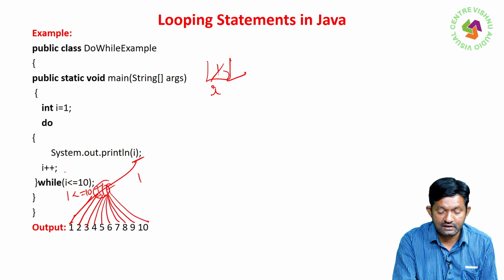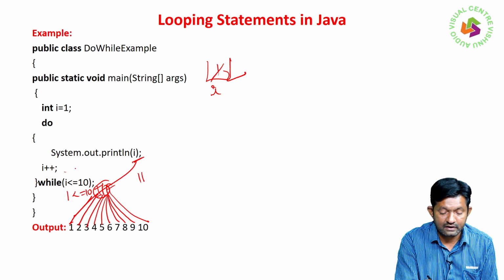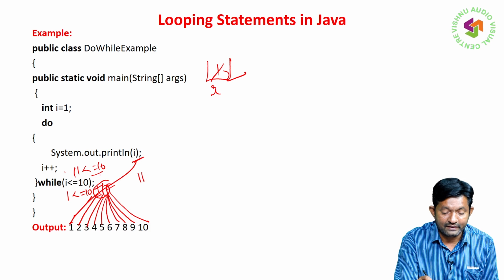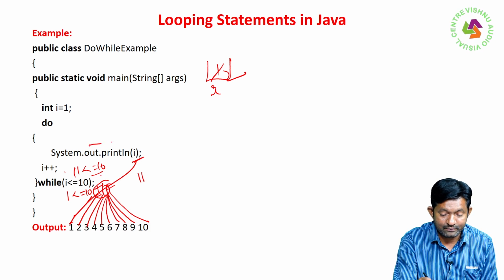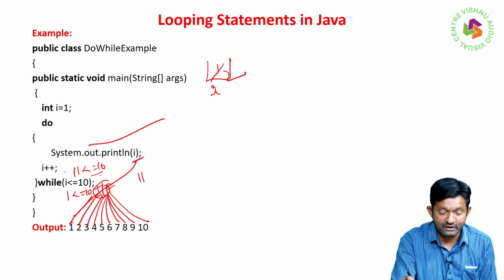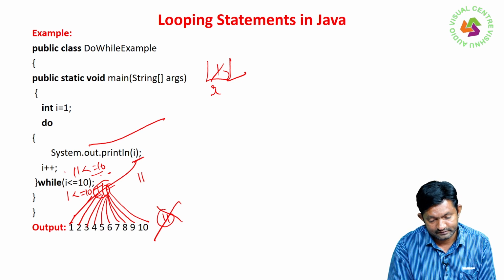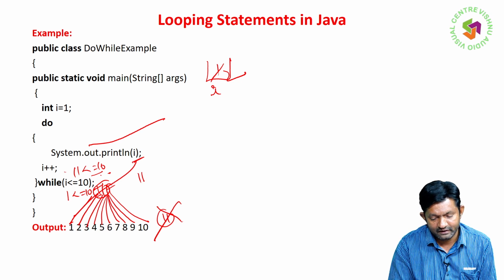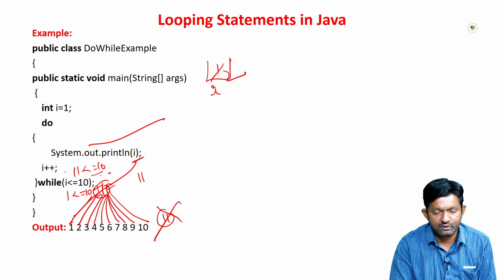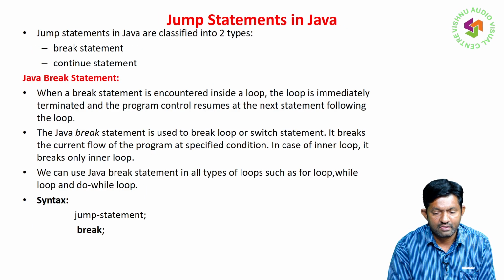That is 10 values. Next i plus plus gives 11. Here 11 less than or equal to 10. In this case the System.out.println executes, but finally the condition fails, so 11 will not be printed. So that is about do while in Java.